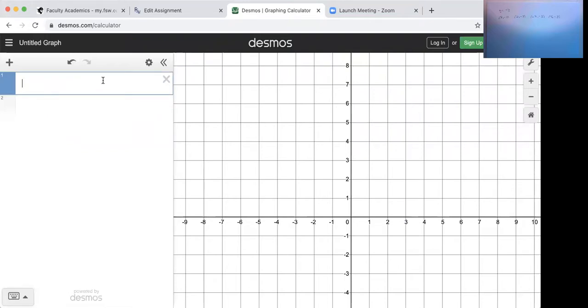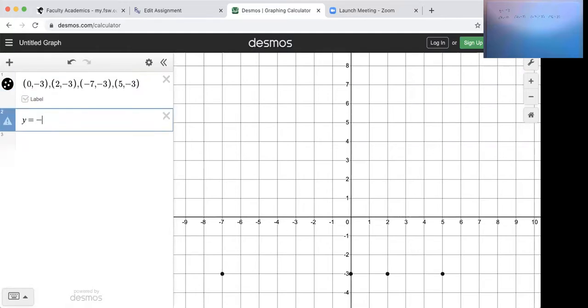Just thinking about what it means. (0, -3), (2, -3), (-7, -3), and (5, -3). What do they all have in common? All of those points where y is -3 make a horizontal line. So if I was going to graph that, the graph just looks like this, y equals -3. So y equals -3 is a horizontal line.